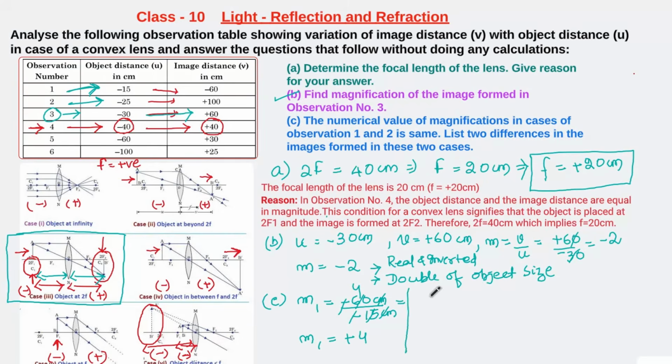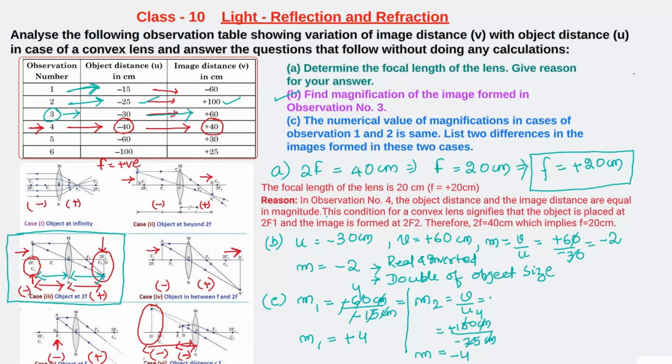And for the second one, the magnification m2 is v by u, which is plus 100 centimeter by minus 25 centimeter, which gives us a value of minus 4. Hence magnification is minus 4 in this case.